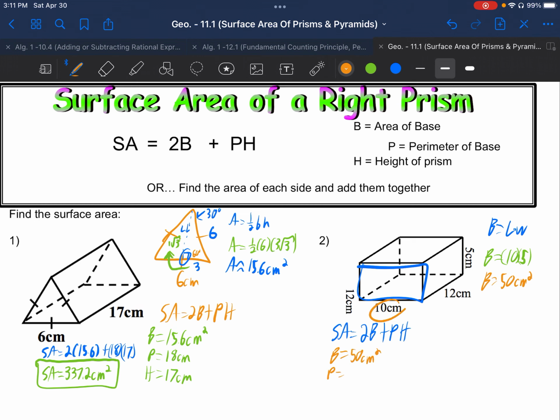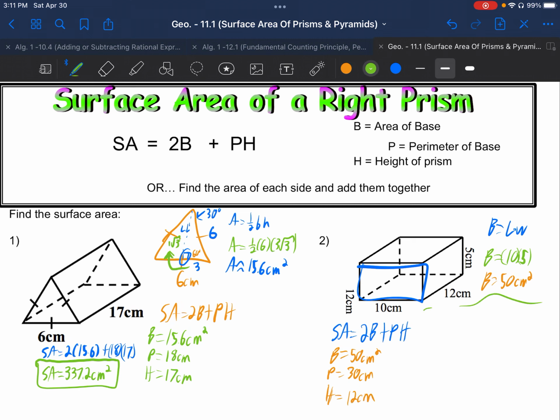Perimeter of a base, 10 plus 10 plus 5 plus 5. If we add up all 4 sides of the rectangle to find the perimeter of it, we end up getting 30 centimeters. And the height doesn't need to be found. It is just the other measure of 12 centimeters.